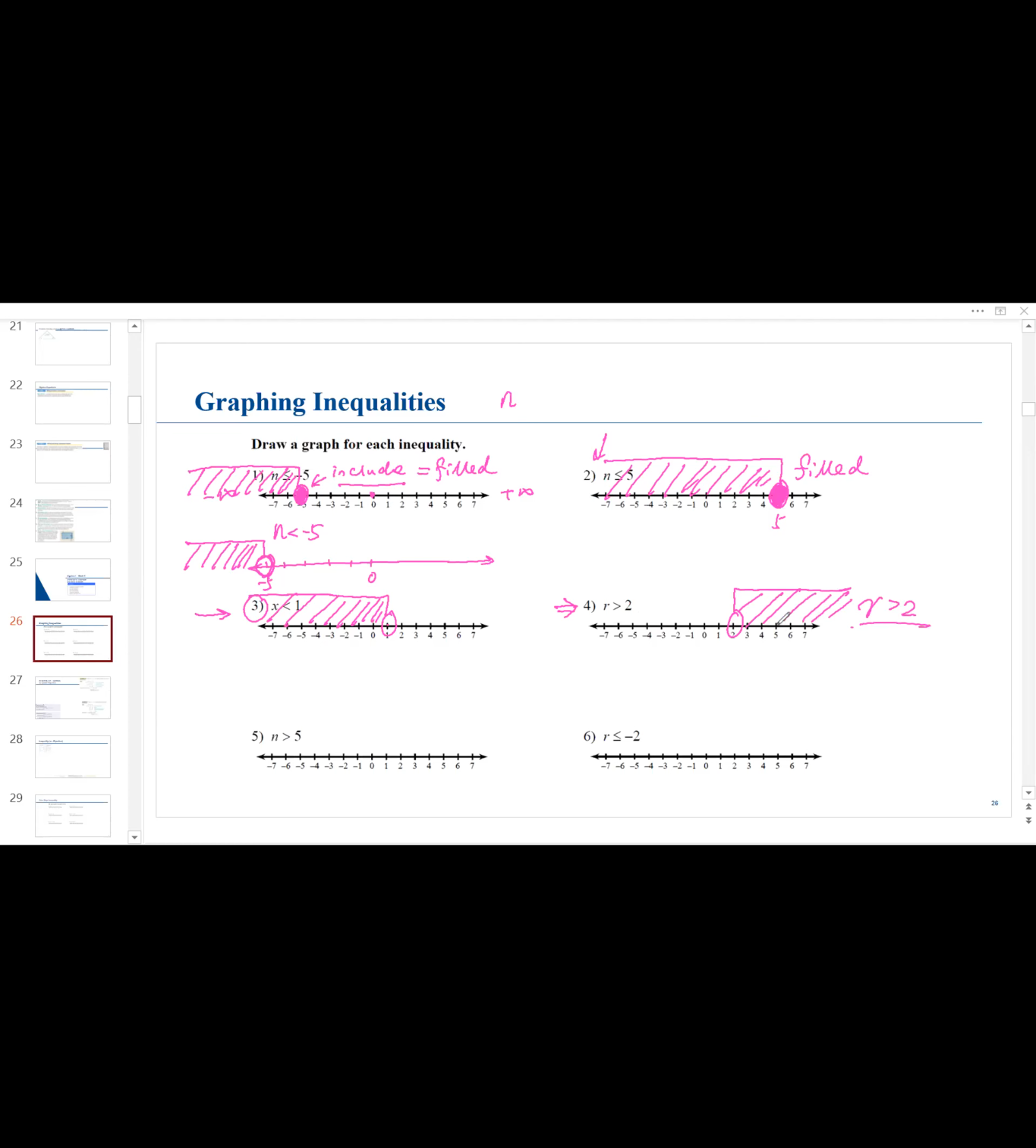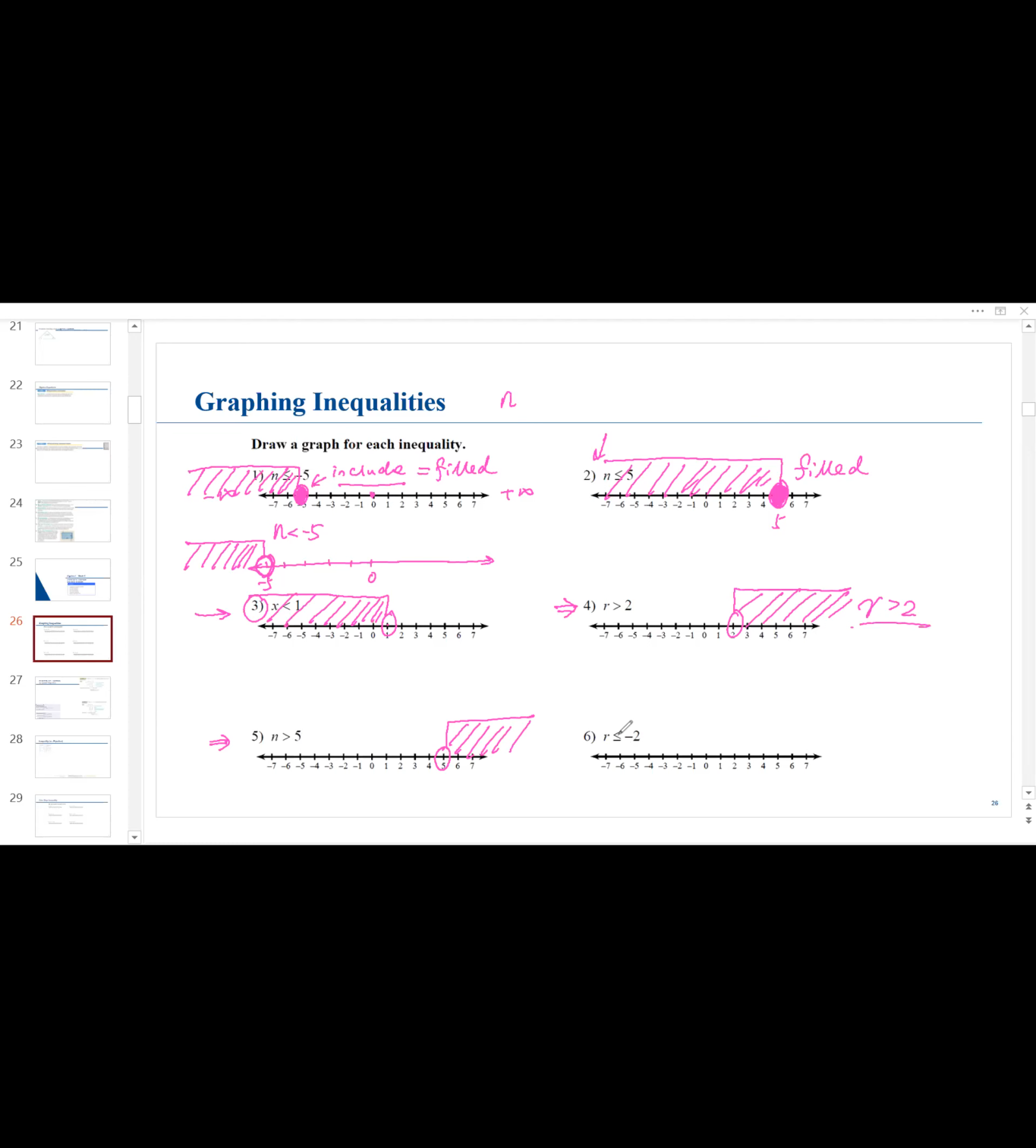Something like you pick any number, 5 is greater than 2, right? You check it. Pick any number, 0, inside here, this area, less than 1, right? So it makes sense. All right. See number 5. A greater than 5. First find 5. Greater means the right part, because the right part becomes bigger, right? So it's this area. There's no equal, so this is not filled.